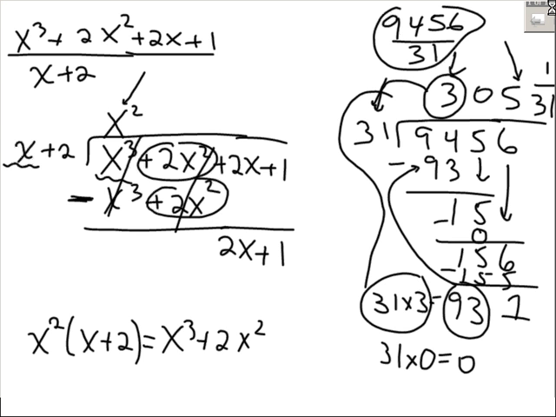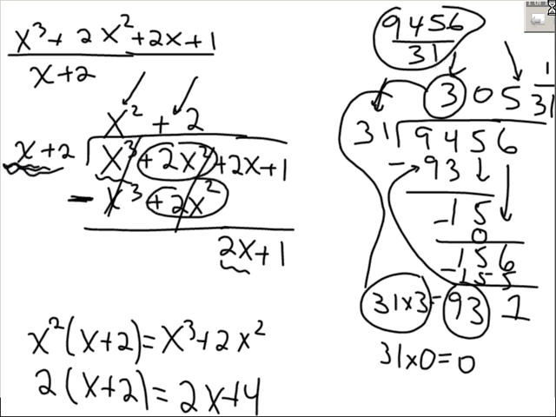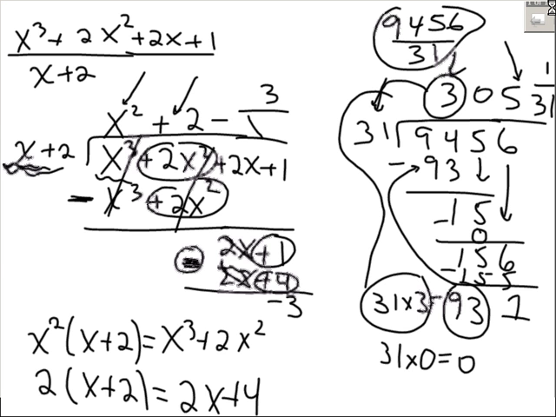2x plus 1. Now, it's a brand new problem. What do you multiply x by? And we'll put that answer up there. What do you multiply x by to get 2x? And the answer is plus 2. Positive 2 times x plus 2 is 2x plus 4. And that's what I put here. 2x plus 4. Regardless of what people tell you, there's nothing wrong with subtracting. 2x minus 2x cancels. Positive 1 and positive 4. 1 minus 4 is negative 3. And that's the remainder. Negative 3 over x plus 2.